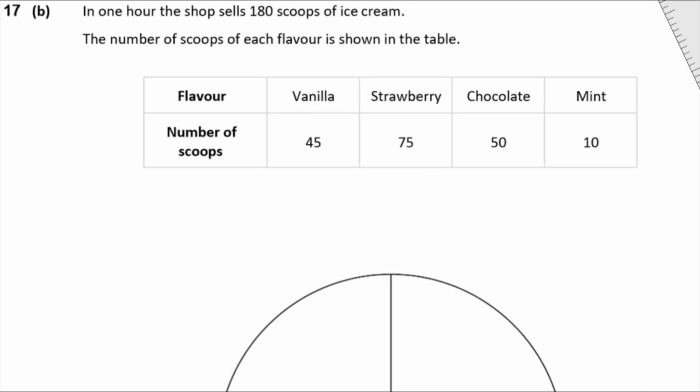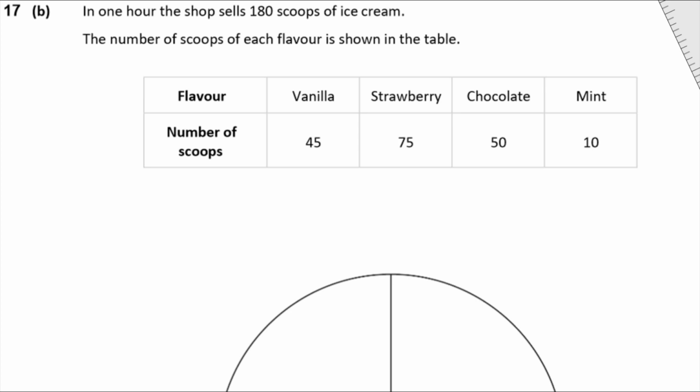In 1 hour, the shop sells 180 scoops of ice cream. The number of scoops of each flavor is shown in the table. Okay, so 45 scoops of vanilla, 75 scoops of strawberry, and so on. Now, we need to show this information in a pie chart, but before we do that, we need to work out what angles and things that we're going to use. So before we get onto the pie chart, we've got some work to do on the table first.